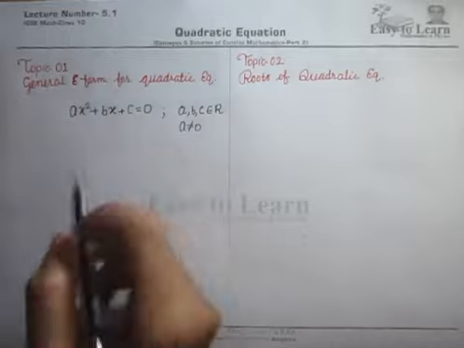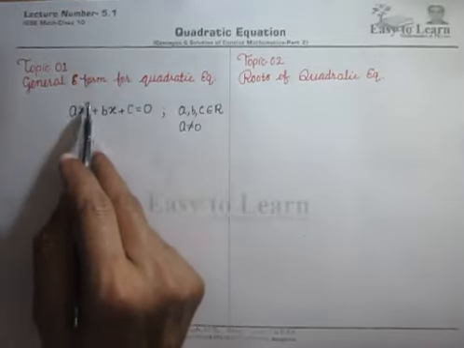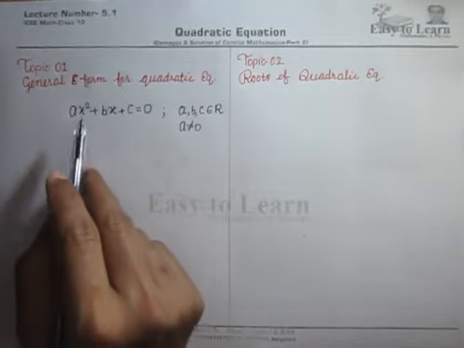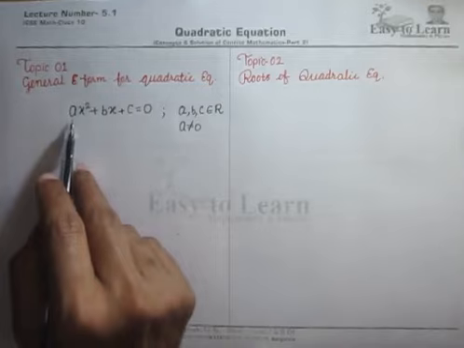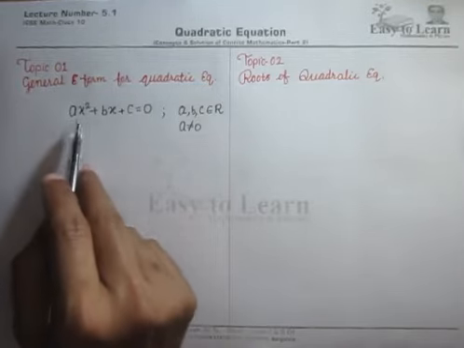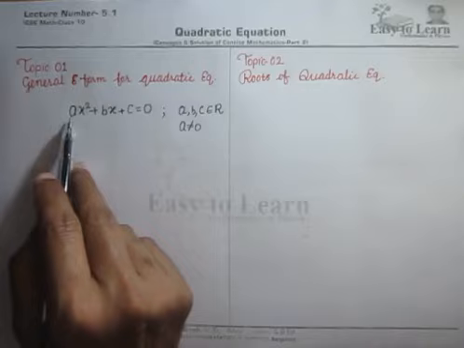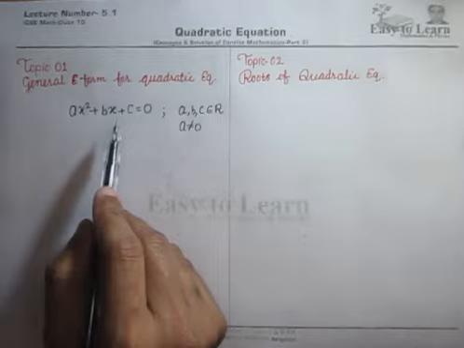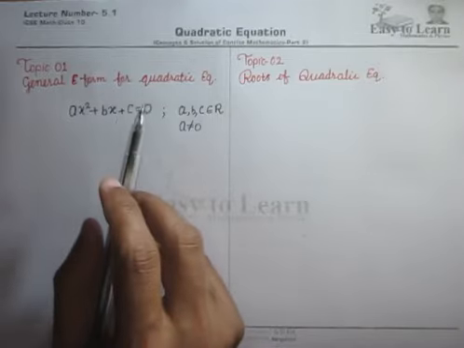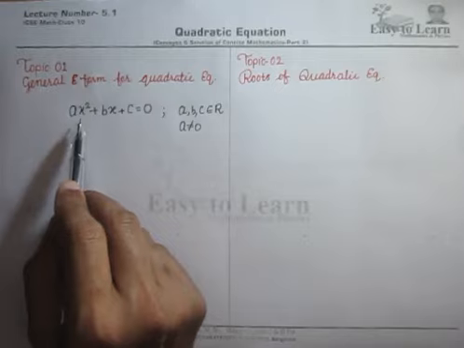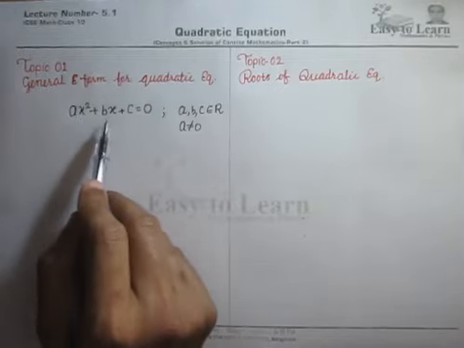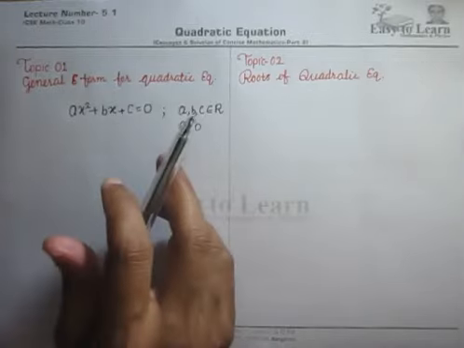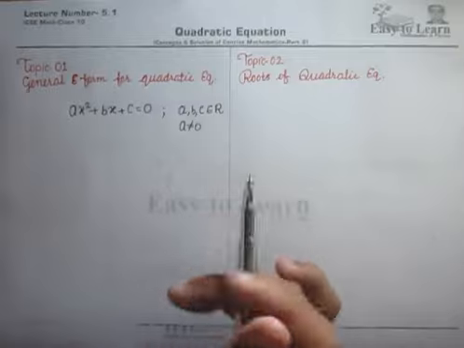So for a quadratic equation, this term is a must. This term must be present in the equation. The highest degree term must be 2, so a cannot be 0. b and c may be 0, but in a quadratic equation the coefficient of x square cannot be 0. Now a, b, c are standard notation for the coefficients of a quadratic equation. The coefficient of x square is always denoted by a, the coefficient of x is denoted by b, and the constant term is denoted by c.